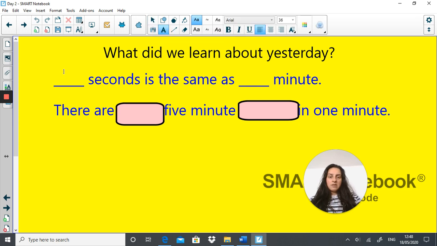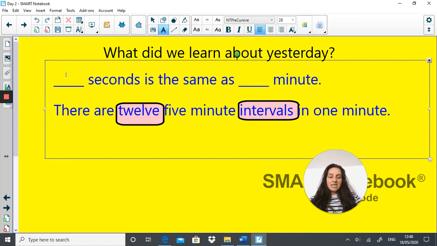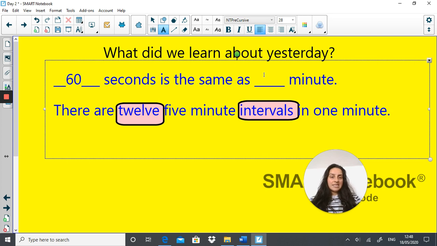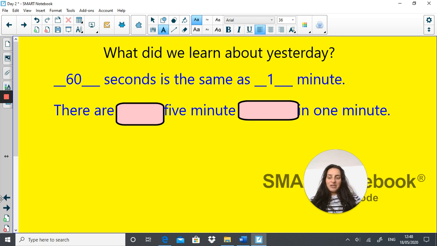So 60 seconds is the same as 1 minute, and there are 12 5-minute intervals in 1 minute. Well done if you got that right. Good job.